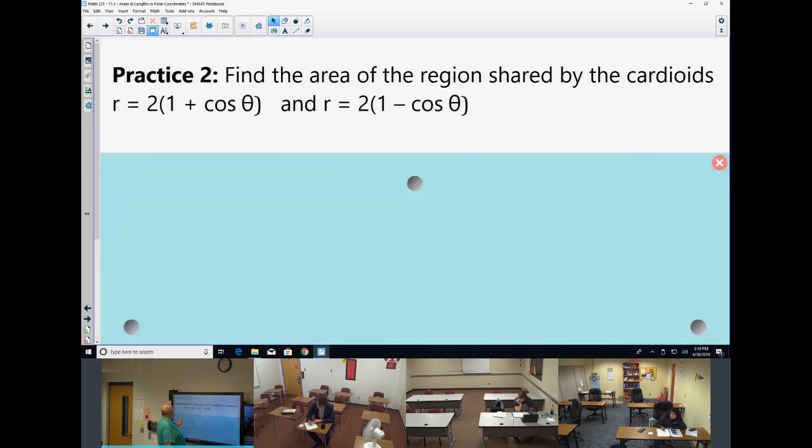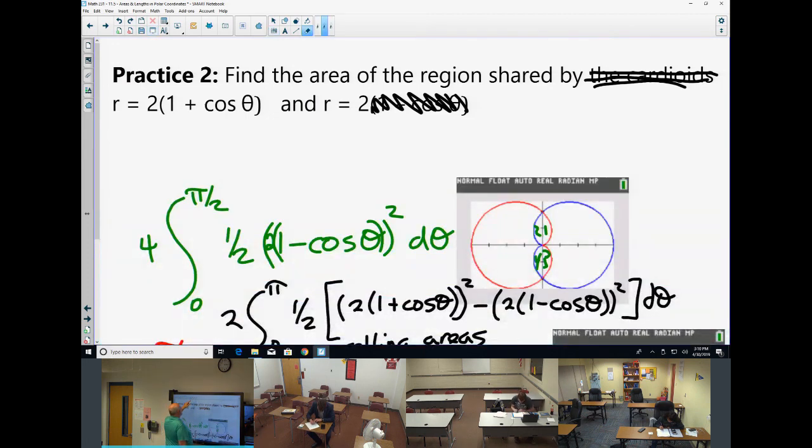Okay. So let's find the area of the region shared by, okay, so let's just say R equals 2 times (1 plus cosine theta), and R equals 2. Let's see how that looks.